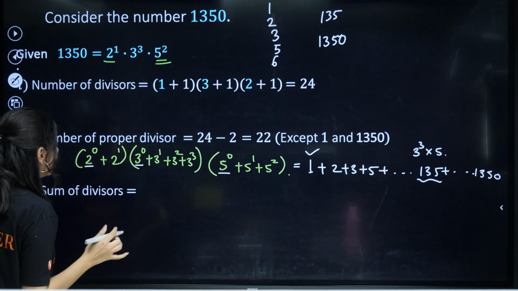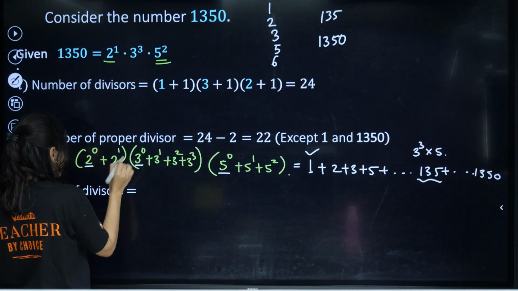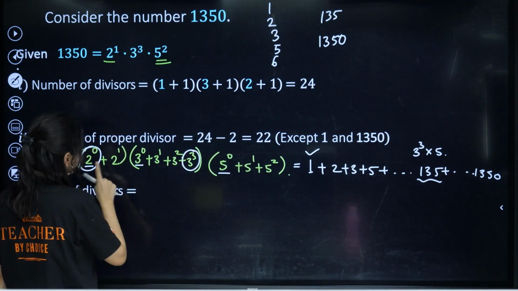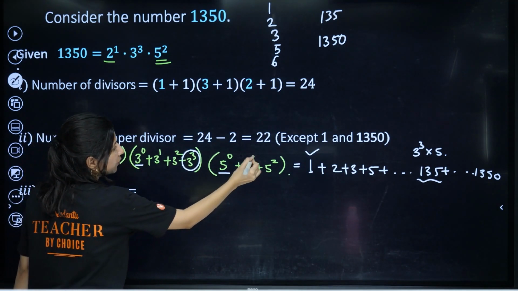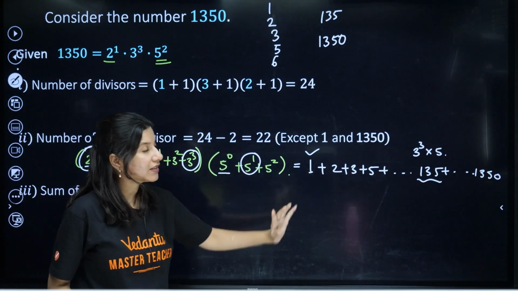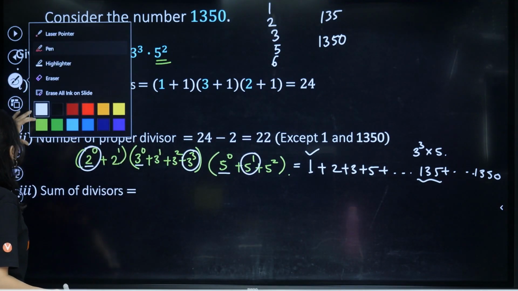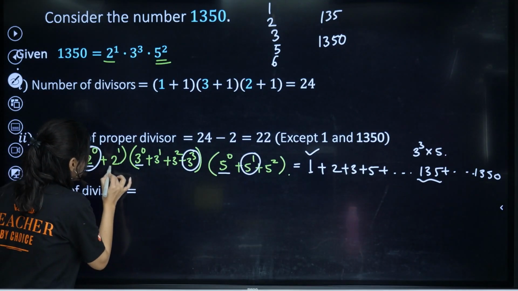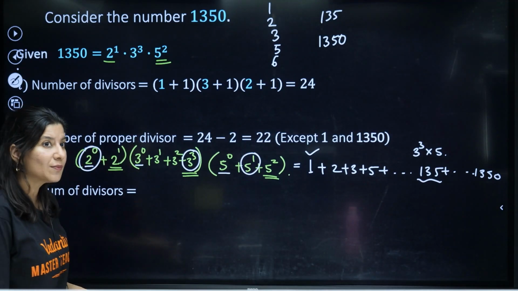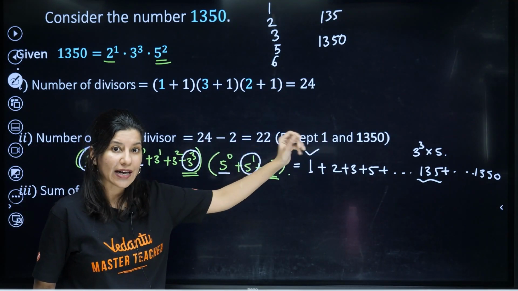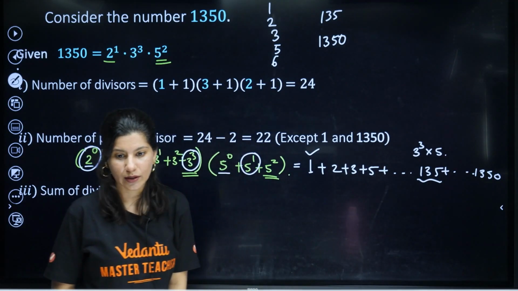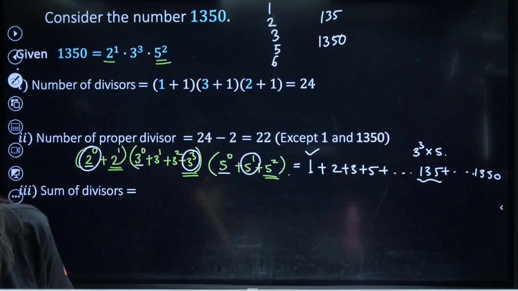So now from this bracket, I'll be picking 2 ki power 0. From this bracket, I'll be picking 3 ka cube. This will get multiplied with this. And from this bracket, 5 ki power 1. When these three are getting multiplied together, 135 will get generated. And if you're looking for the last one, 1350, you have to multiply 2 ki power 1, 3 ka cube and 5 ka square to get 1350. In this manner, if you just multiply, you will get all the divisors over here. All right. Clear?